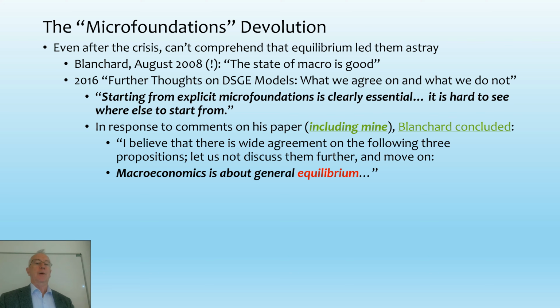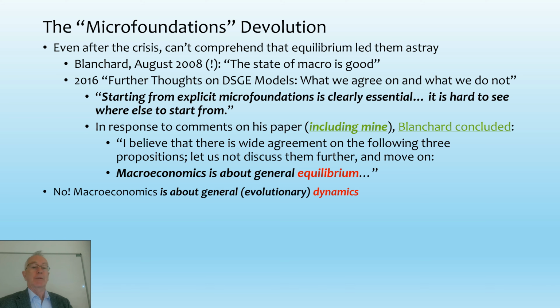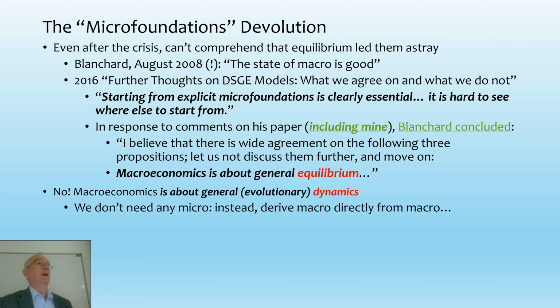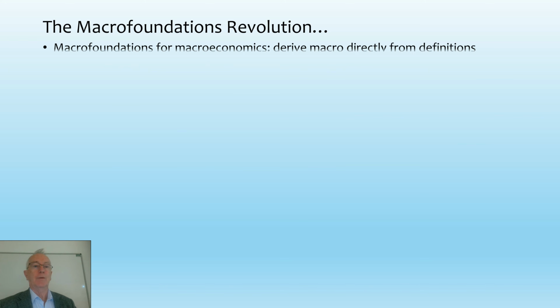Well, the first one is macroeconomics is about general equilibrium. And I just said, absolutely not. It's about general evolutionary dynamics. And we need to be able to think in that fashion. And neoclassical micro is just a completely wrong way to start. In fact, I think I would regard that economics would be improved if we got rid of microeconomics completely. It doesn't teach anything of value. It distorts how you think about the real world.